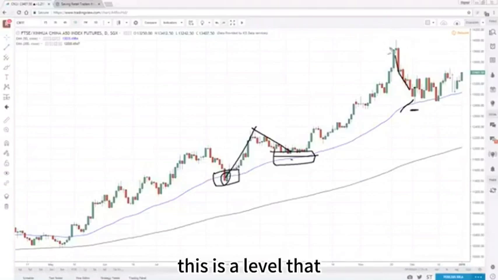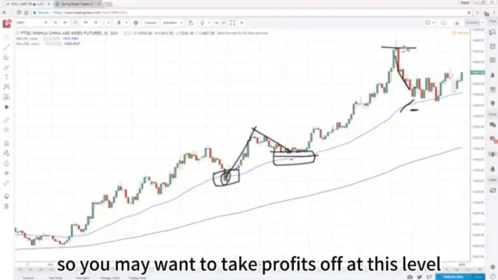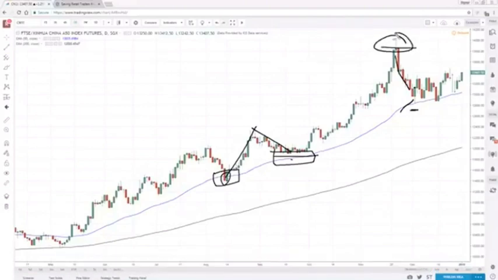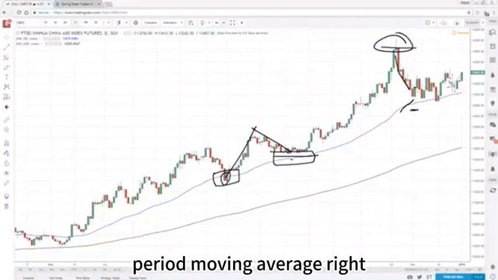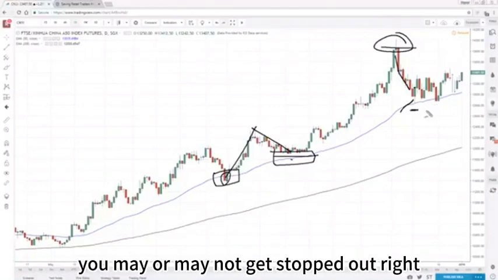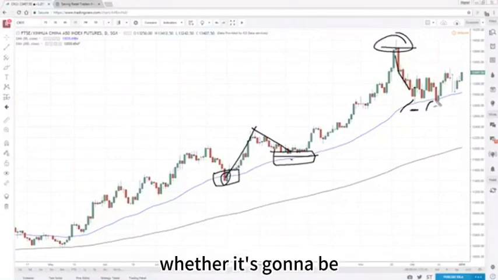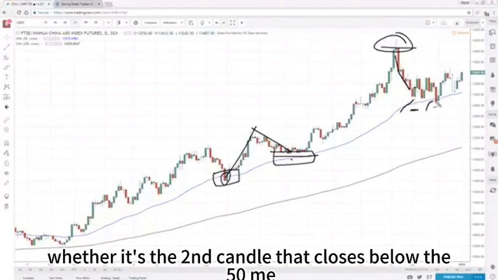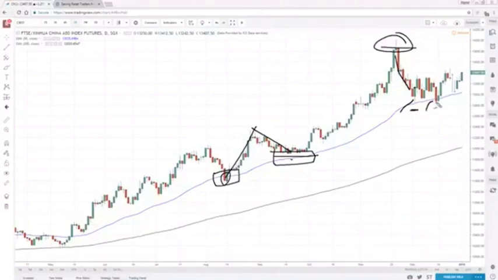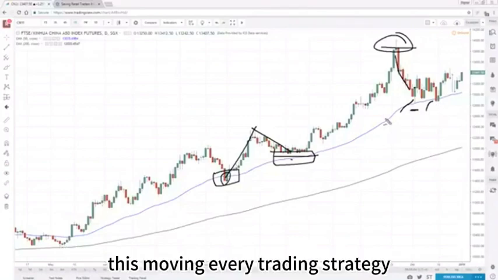As for targets, for a swing trade, this is a level where potential selling pressure could come in, so you may want to take profits at this level. For a trend following trade, you could simply trail it with the 50 period moving average. For this one, you may or may not get stopped out, depending on how strictly you follow your trailing stop, whether it's the moment the candle closes below the 50 MA or the second candle that closes below the 50 MA. These are things that you have to consider when you are trading this moving average trading strategy.